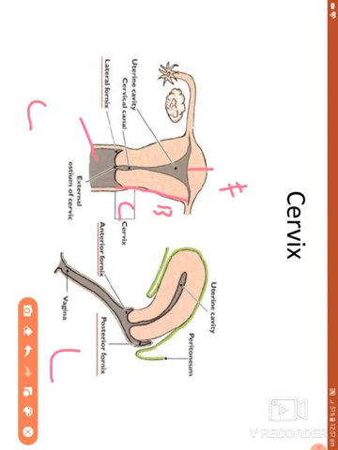Total length of the body is 5 centimeters. Total length of the cervix is 2.5 centimeters. So the uterus is 7.5 centimeters in length. On average it weighs 40 grams, but it increases in size and shape during the fertile period of the female.